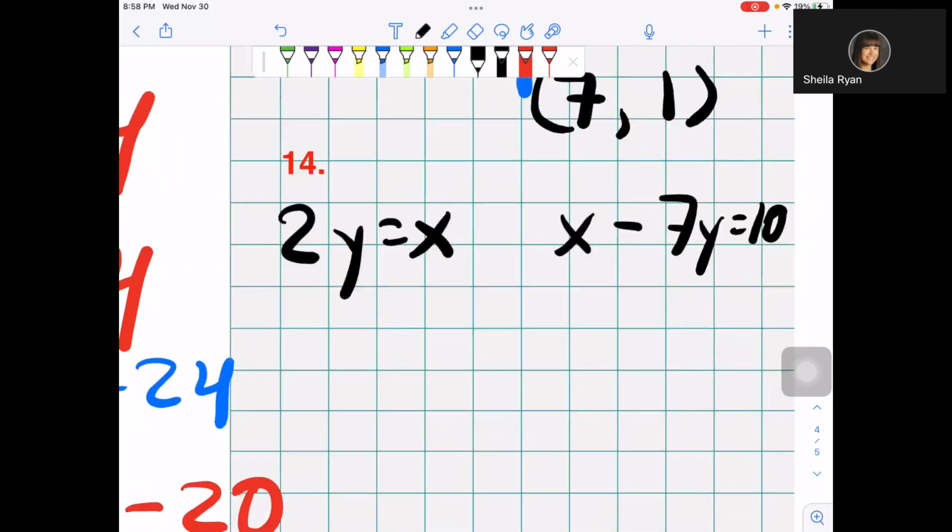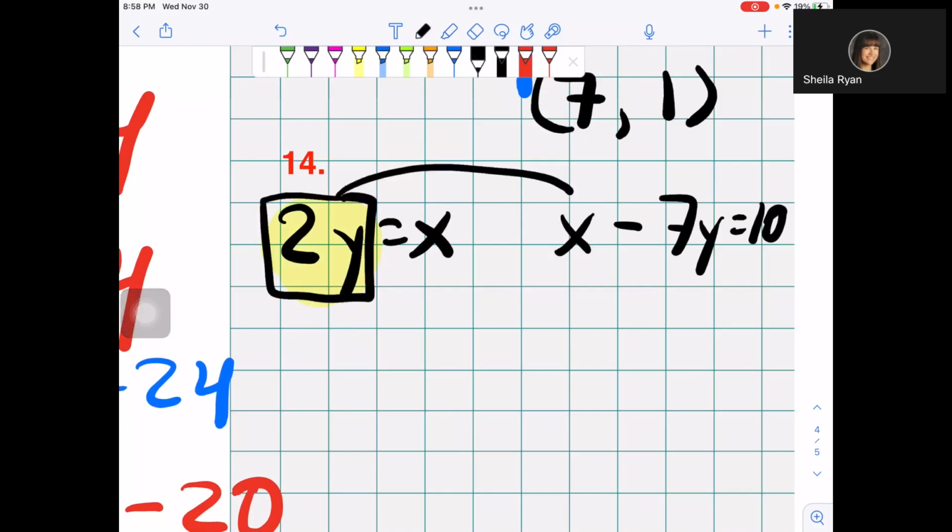This one's already set up really nicely for substitution because we already have a variable that's isolated, that's by itself. So x is equal to 2y. And because x is equal to 2y, we would be able to put it right into the formula. So we didn't really have to do a lot of algebra there at the beginning. Because this is equal to x, it can replace the x. So instead of x, I'm putting 2y, right?